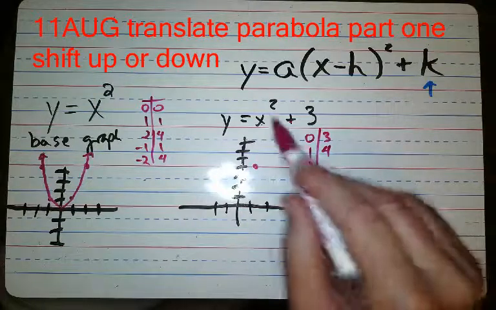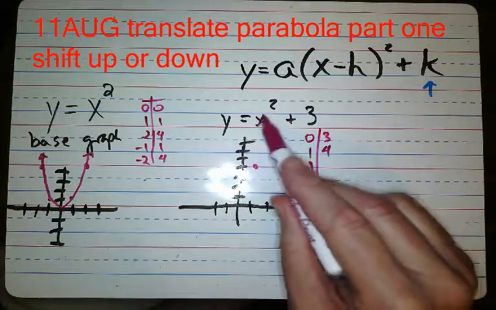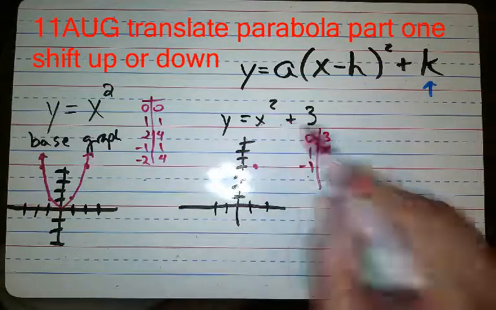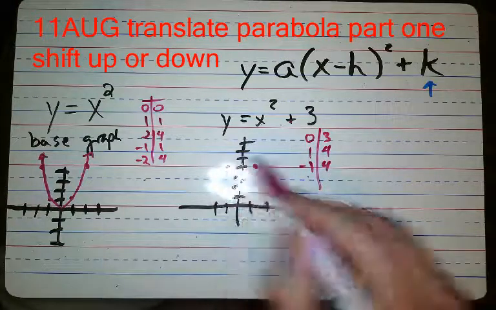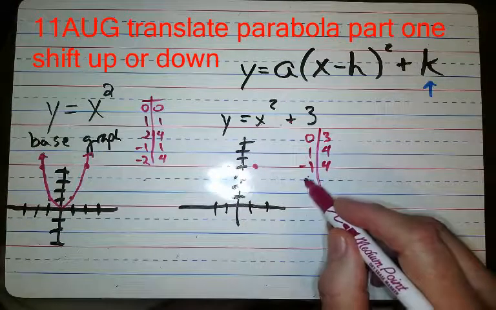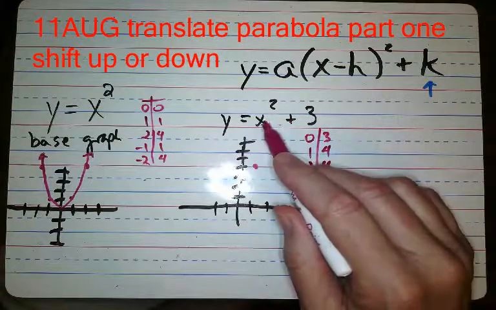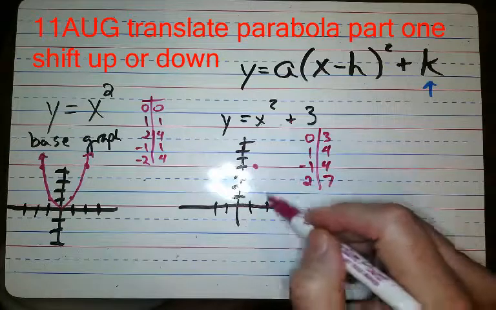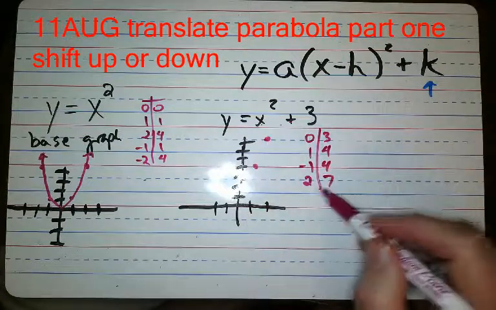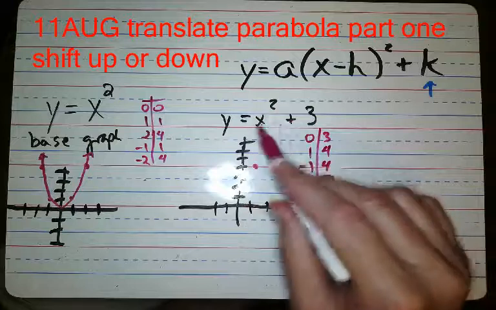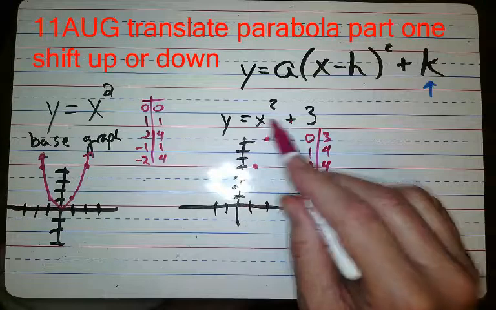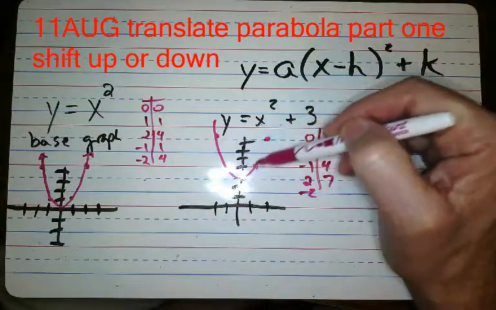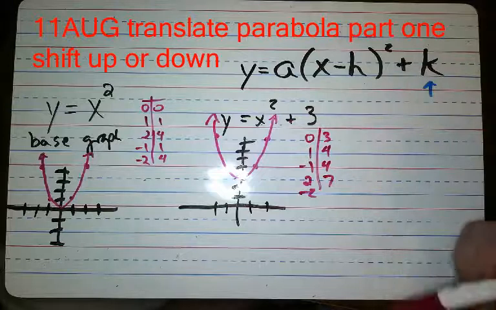-1 would also be 4, because -1 squared is positive 1. Don't make that mistake. Don't say it's -1. Positive 1 plus 3 is 4. And then 2. 2 squared is 4. 4 plus 3 is 7. And up here is 7. And then -2 is 4 again. Remember, negative times negative is positive 4 plus 3 is 7. So once again, my parabola looks like this. Goes forever and ever in that direction.